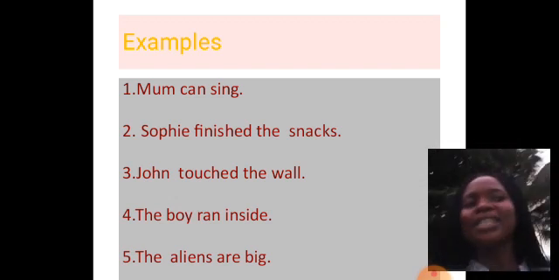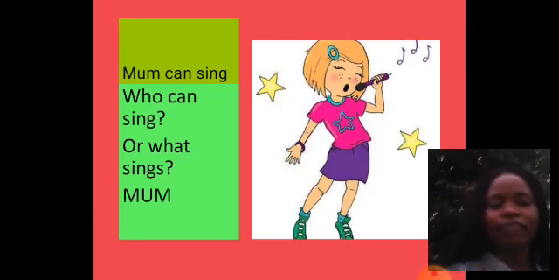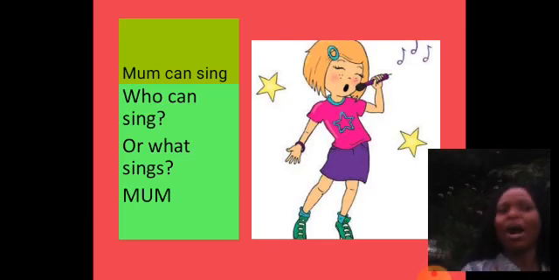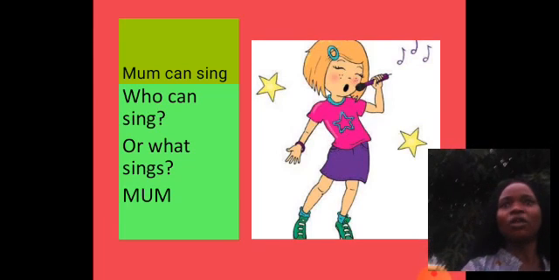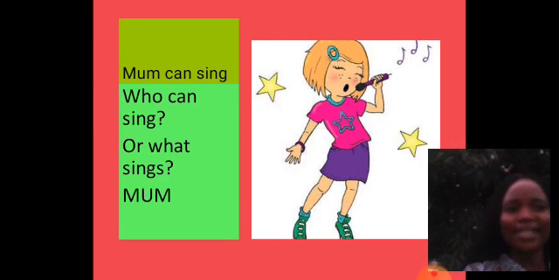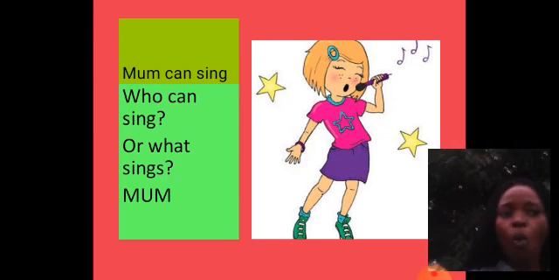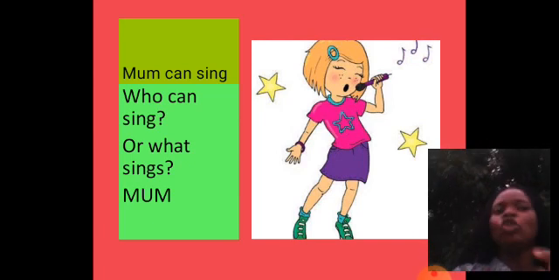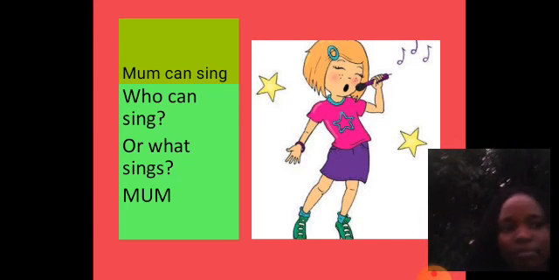All right, now let's look at these sentences one by one. Remember, we are talking about the naming part of the sentence. We say, Mom can sing. Now, the question should be, who can sing? Remember, the naming part tells us who or what the sentence is about. So for you to get the subject of the sentence, that is the naming part of the sentence, you must use that question. Who? What? That's fine.